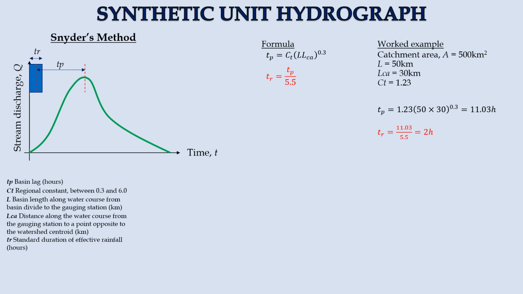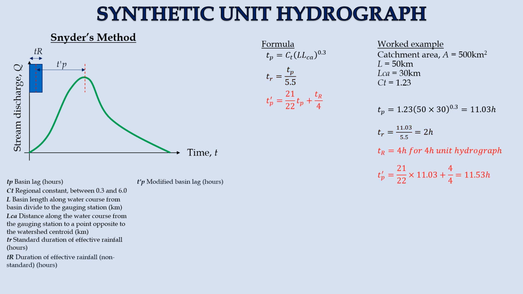Standard duration of effective rainfall, TR, can be calculated by dividing the basin lag with 5.5. For our case, the standard duration should be 2 hours. Let's say we intend to develop a 4-hour unit hydrograph which differs from the TR we calculated. This means our rainfall duration is non-standard, and to proceed, we need to adjust the basin lag. As a result, the modified basin lag should be 11.53 hours.